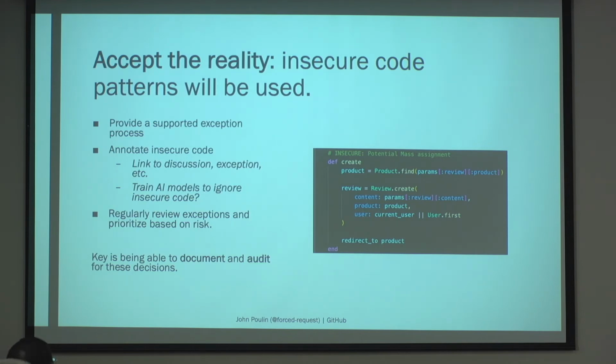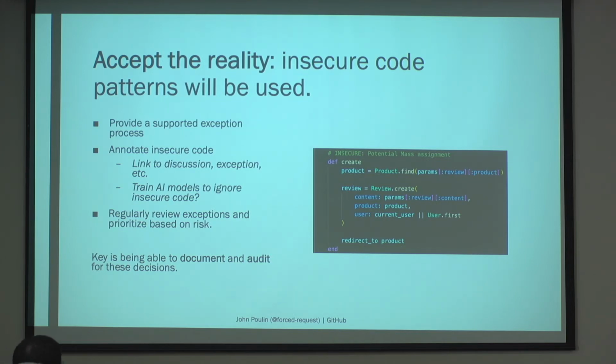So accept the reality. We're going to write insecure code. You can have the most thorough secure coding requirements document in the world. Folks are going to write insecure code. So it's important to understand that, accept that, and then build an exception process for that.